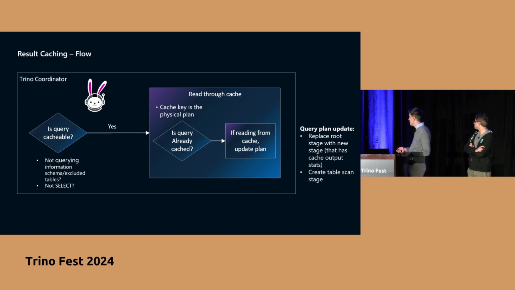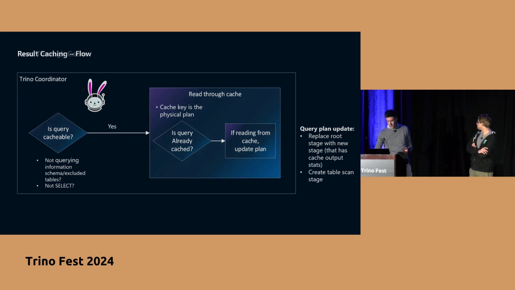The cache key is the physical plan. This is important because you want it to be invariant to text. You want to be able to add comments to your query, and modify capitalization, spacing, and everything like that. So you actually have the physical plan as the key. If the query is already cached, then we update the plan. We replace the root stage with a new stage that has cache output statistics and create a new table scan stage instead of the existing query.